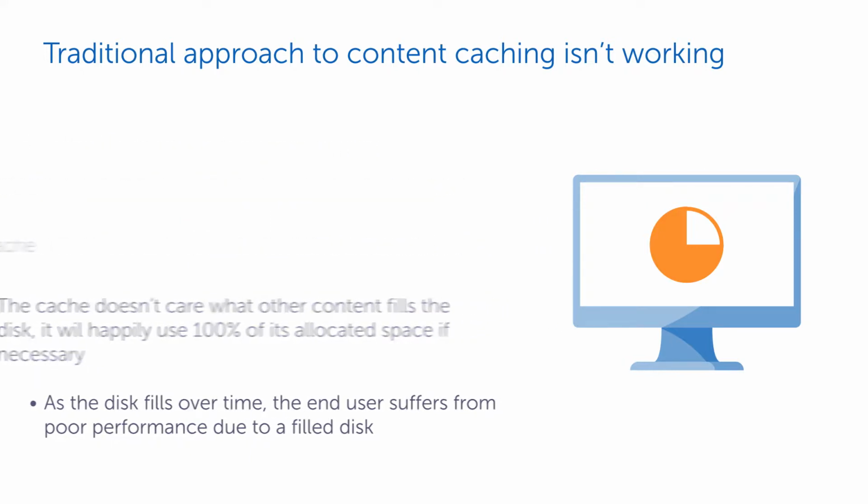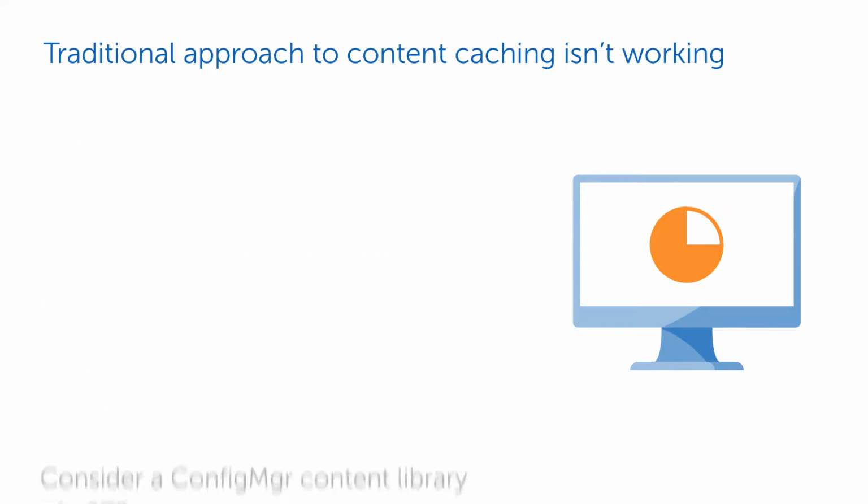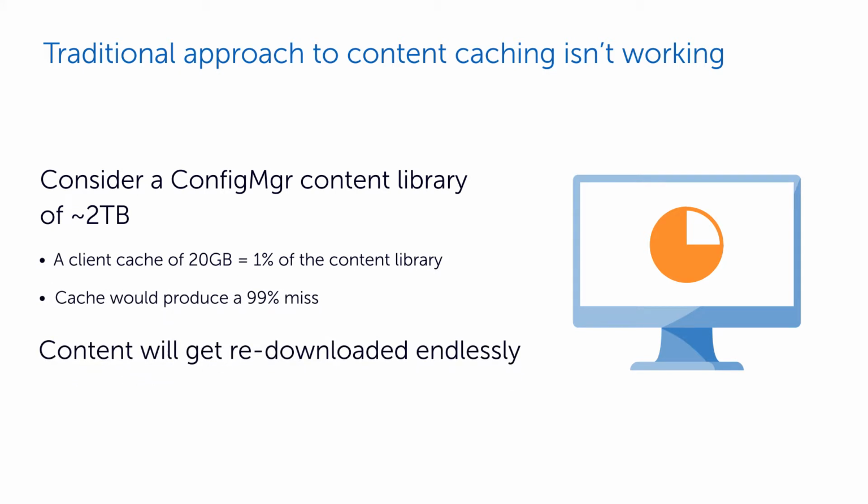On the other hand, consider a ConfigMgr content library of 2 terabytes. If a client caches only 20 gigs, that means that 20 gigs is 1% of the content library. That means a cache is going to produce a 99% miss. An endpoint is only capable of downloading 1% of the content library at any given time, even if it's downloading the content library from other peers and saving it in its own cache. That means content gets re-downloaded endlessly.